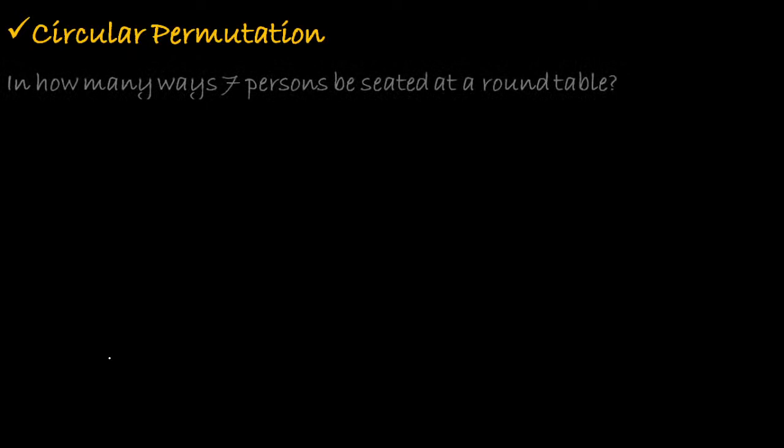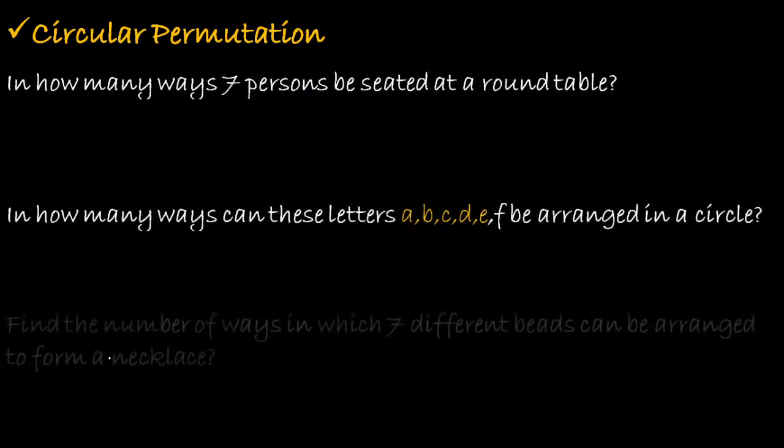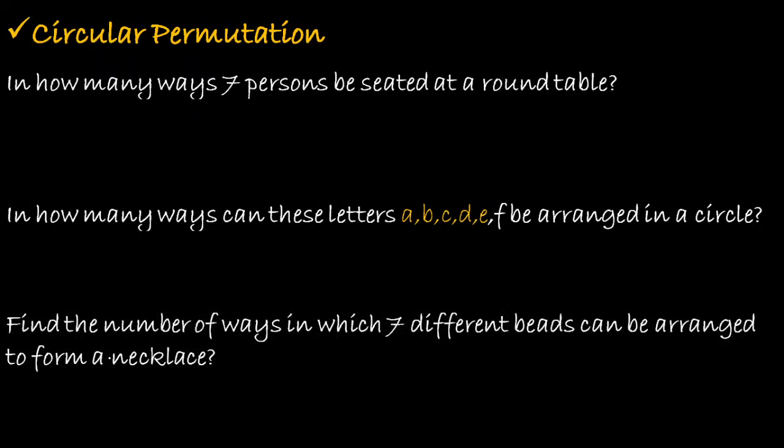So now let me take 3 problems under this case. In how many ways can 7 persons be seated at a round table? Seven persons seated at a round table means 7 persons can be arranged in a table in 7 minus 1 factorial ways, that is in 6 factorial ways.